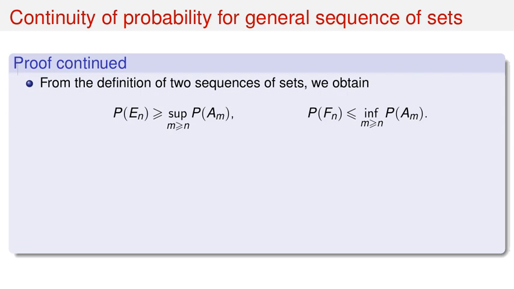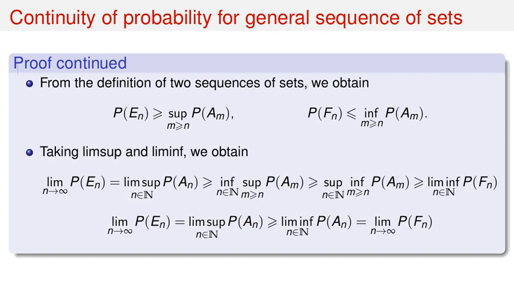From the definitions of En and Fn, we can obtain the inequalities. P of En is greater than or equal to the supremum for m greater than or equal to n of P of Am, and P of Fn is less than or equal to the infimum for m greater than or equal to n of P of Am.